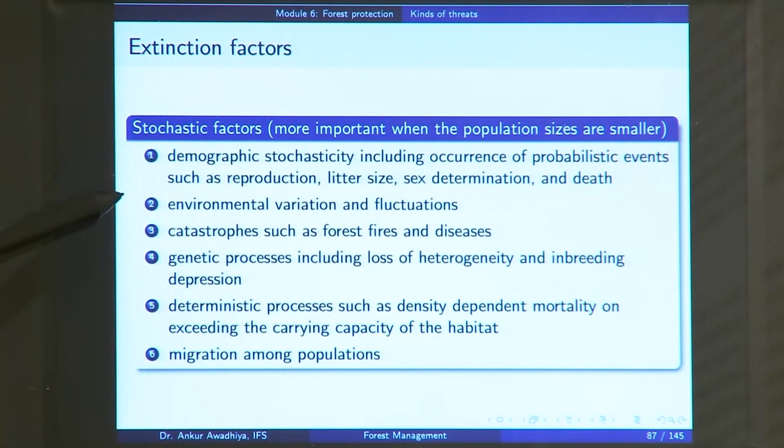You can have environmental variation and fluctuations. You have a single year in which there was a huge drought and the population collapsed, because you had very few individuals to begin with. So, suppose you have a species with 10 plants remaining, and in the drought 9 out of these 10 plants die, so the population has become extinct.